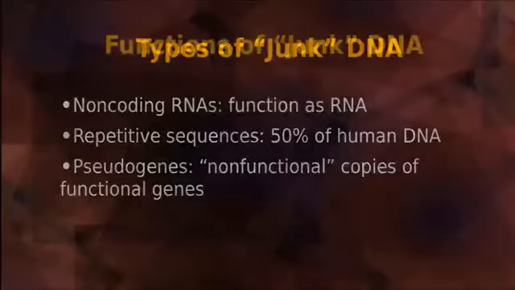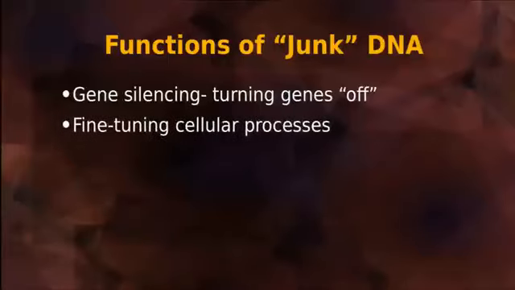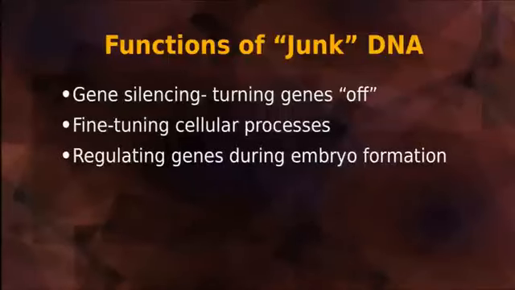And so some of the functions of junk DNA that we found so far, one of the important things is something we call gene silencing. It's turning genes off, okay? Because you have to be able to turn them on, but you have to be able to turn them off. And so it's involved in that, especially the non-coding RNA. Fine-tuning transcription and translation, okay? Getting this just so you get the right amount at the right time. Regulating genes during embryo formation.